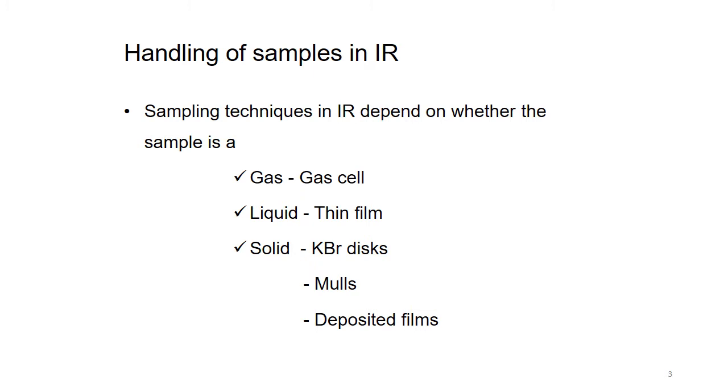Sampling techniques in infrared depend on whether the sample is a gas, then we will use a gas cell. If it is liquid, then we will use a thin film. If it is solid, then we will use potassium bromide discs, mulls, or deposited films.